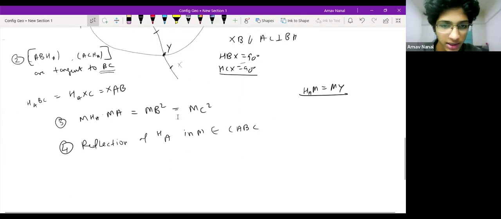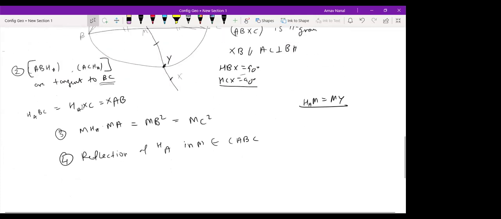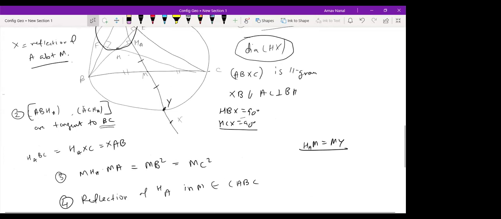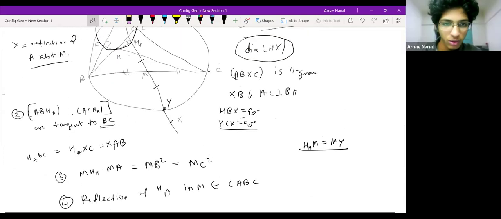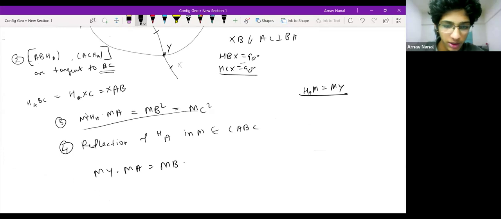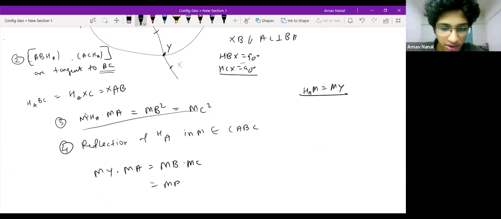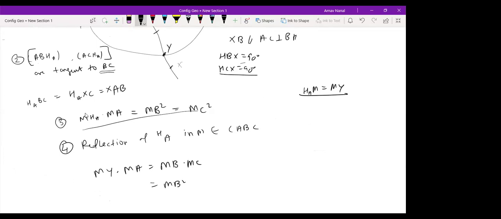So just bash this thing. Sorry, I actually didn't understand how you get the reflection. Yeah, so you know this thing, and you also know that MY times MA equals MB times MC, by power of a point. But MB is equal to MC, right? Yes, so this is MB squared, and MB times MB, so you just cancel this. Okay. That's it. Got it.